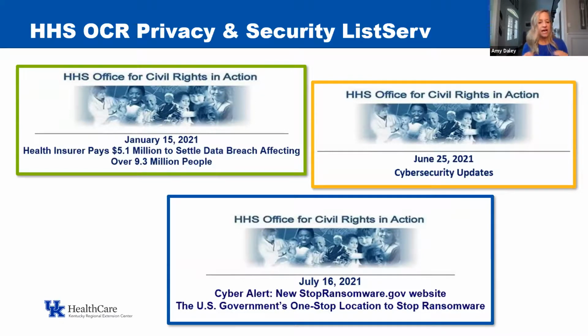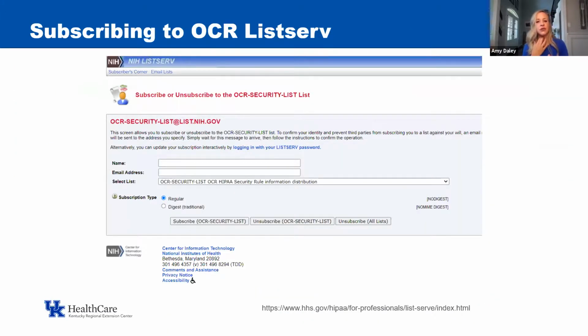So I highly encourage that if you're a compliance officer or key leadership in IT, you should get on the listserv. I've got a screenshot of what it looks like when you go out to the listserv. The links will be provided to you. There's one for privacy and one for security, but as long as you are subscribed to at least one, the emails are the same. You will get privacy and security updates whether you're subscribed to one or both.